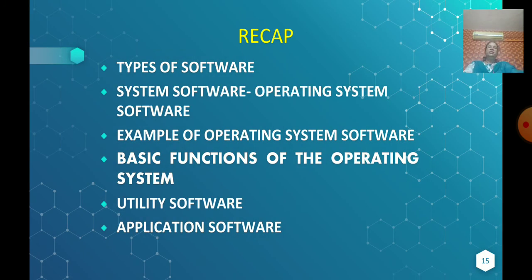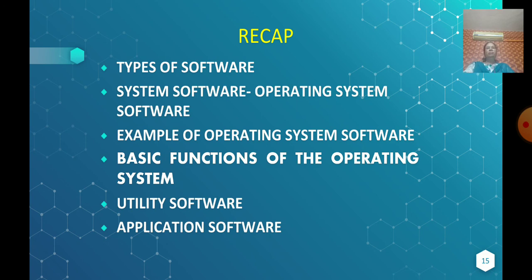In this session we have learned the types of software, that is system software. In system software, again operating system software and utility software. We have learned the functions of operating system software, and we have learned utility software, for example antivirus, compression software, backup software. These are all utility software. What is the use of utility software? Utility software helps to manage, maintain and control computer resources.